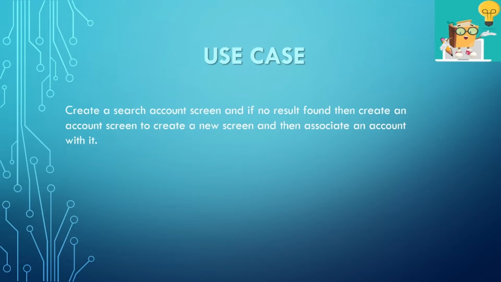Let's take a scenario, and with that, it will be easier to understand how screen flows can be utilized. Let's say you get a scenario where you need an account search screen, and you type some account name, and when you click on search, you get the result of that account. And if no result comes in, then you create an account and then you can create a contact and associate that with the account. So let's say you get this use case.